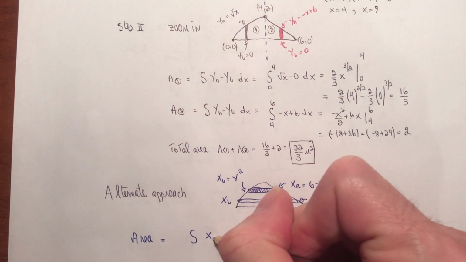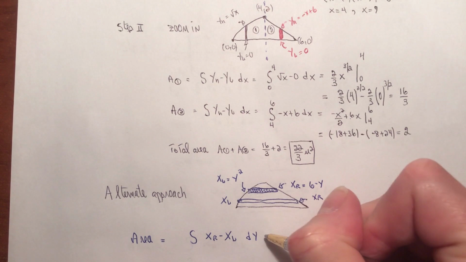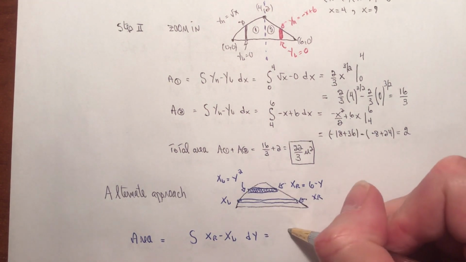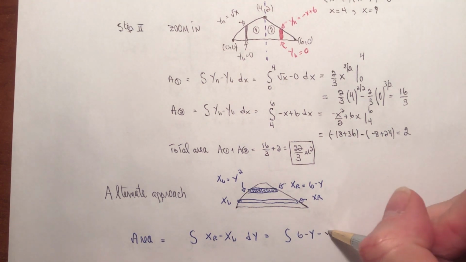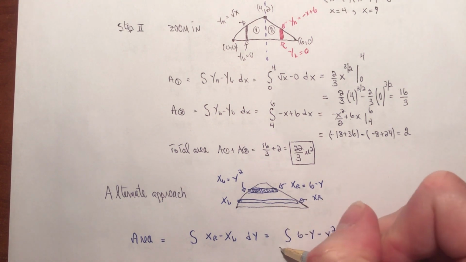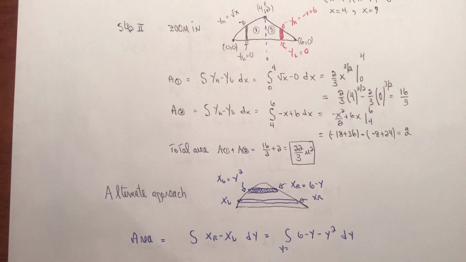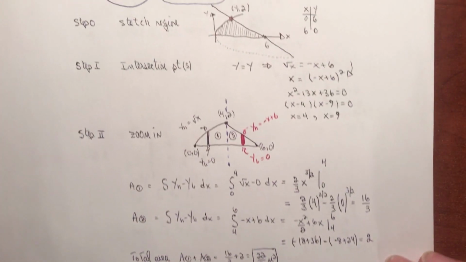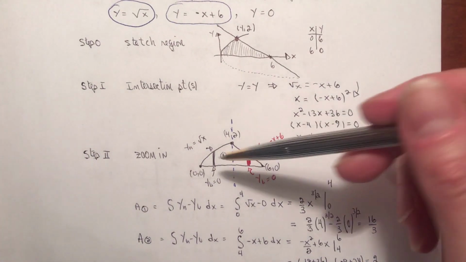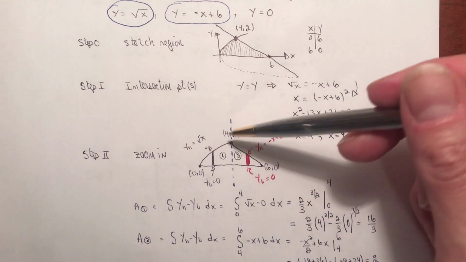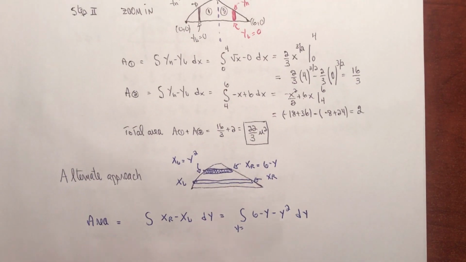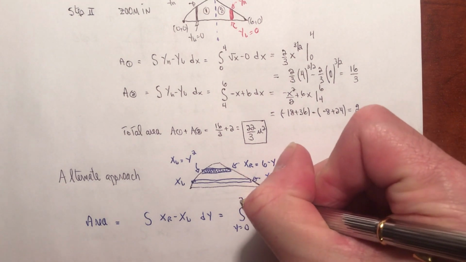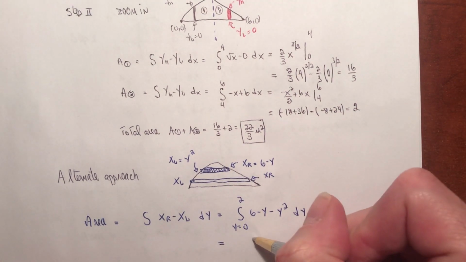This time, we're not using y high, y low, we're using x right, x left. And of course, that will be a dy integral. So we said x right is 6 minus y, x left is y squared, and then we have to tell the integral y runs from where to where. Now you remember the first zoom in, or the original graph, the lowest y is the x-axis, which is 0, and the highest y you will find is that point where y is 2. So that integral shall run from 0 to 2. Not a difficult integral at all.